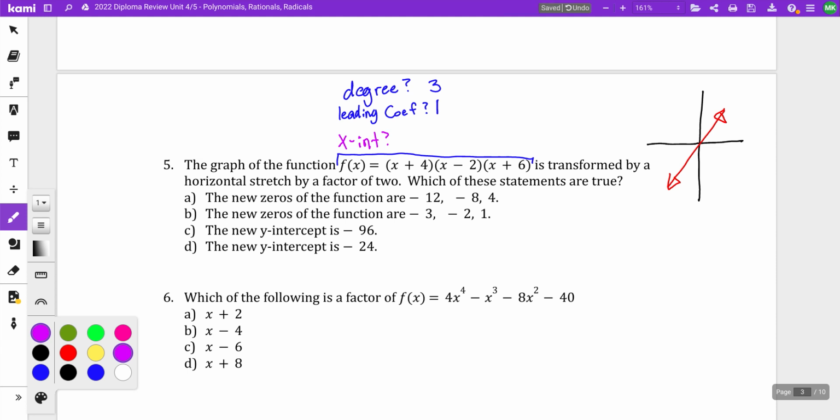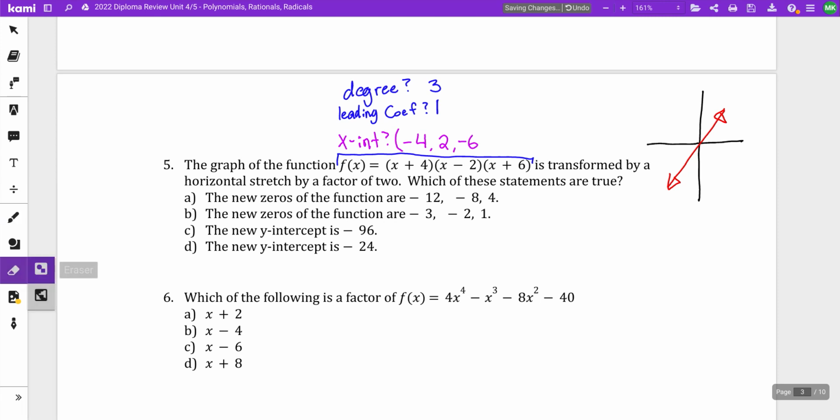Where would the x-intercepts of that thing be? Yeah. -6, -4, and +2. Yeah, it would be at -4, +2, and -6. I'm just doing them from left to right. You did least to highest. That works too. Doesn't matter.